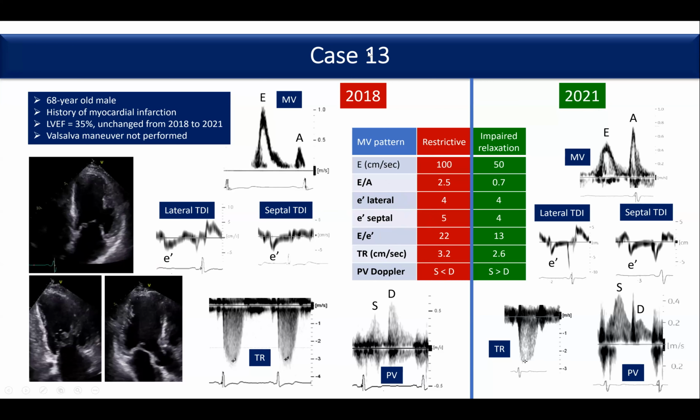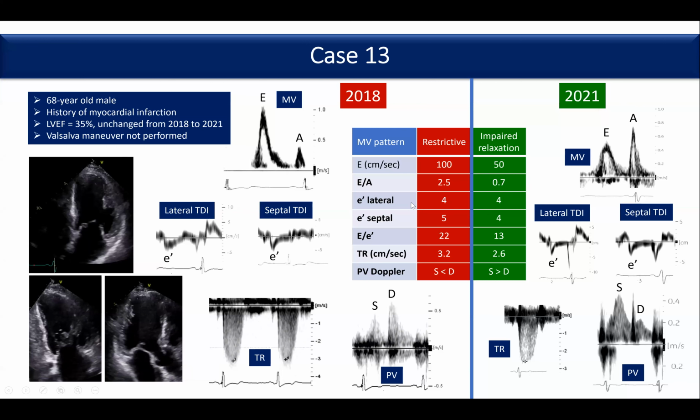The echo looked exactly the same. The wall motion abnormality the same. The ejection fraction was the same. There was no change. However, what changed is this. Look at the Doppler now. The patient now has an impaired relaxation pattern. You can see a smaller E than A velocity. The E velocity is only 50 centimeters per second. The E to A ratio is 0.7.